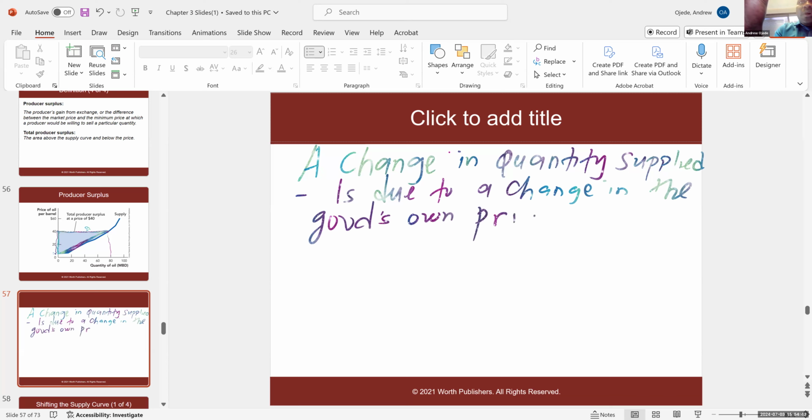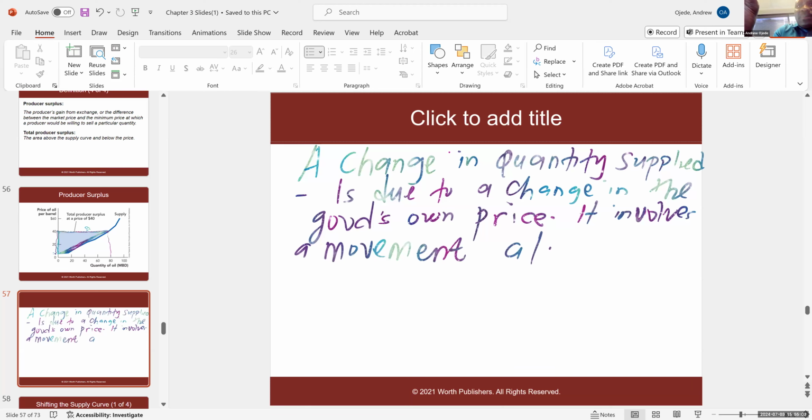Like when the price of oil goes up, oil companies will increase quantity supplied. And it involves a movement along the same supply curve.